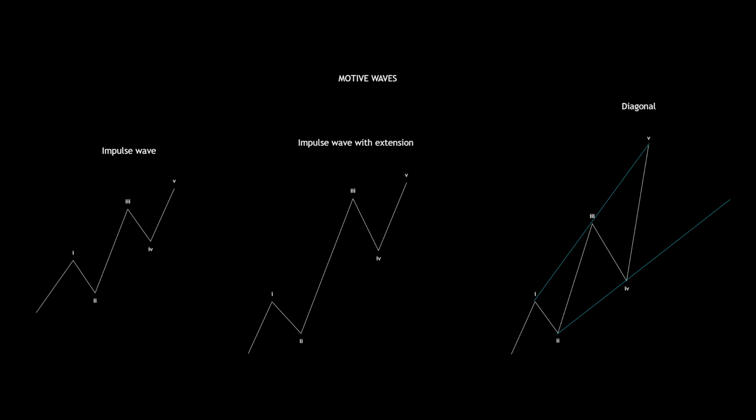On this short video, we're taking a look at motive waves. In Elliott wave theory, a motive wave is a 5-wave structure that moves in the same direction as the trend of a larger degree. There are 3 different types of motive wave structures: impulse waves, impulse waves with extensions, and diagonals. Let's look into the most common one first, the impulse wave.